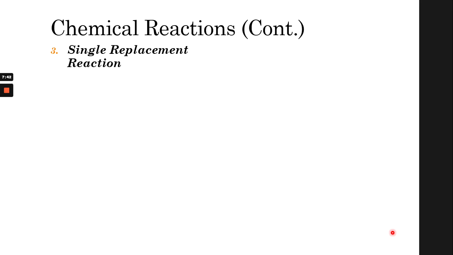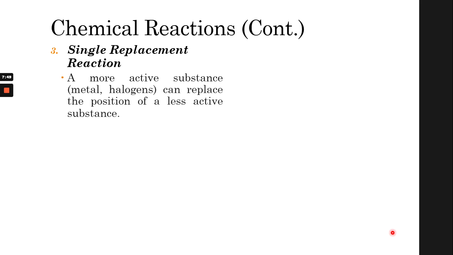Next, we have the single replacement reaction, which you may also see called the single displacement reaction. A single displacement reaction is basically when a more active substance, which can either be a metal or a halogen, replaces another. Halogens are your group 17, the second to the last column in the table of elements. You would usually see them as bromine, iodine, and so on. All of those are halogens.